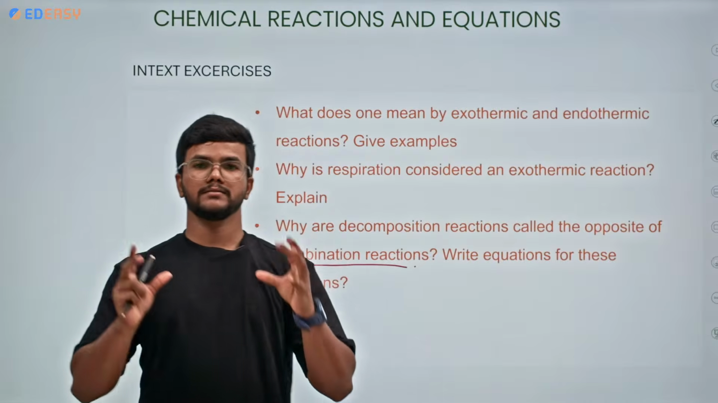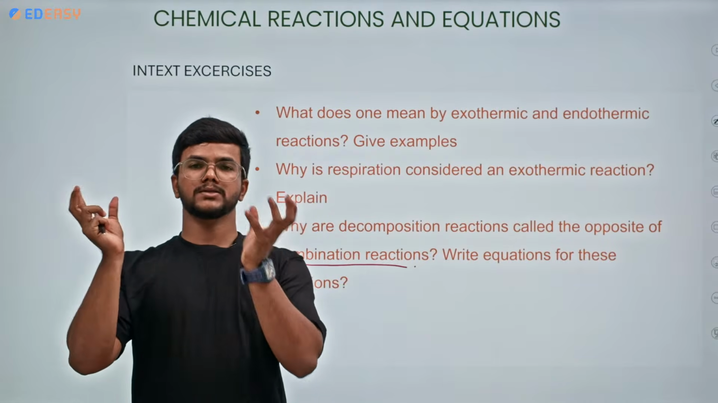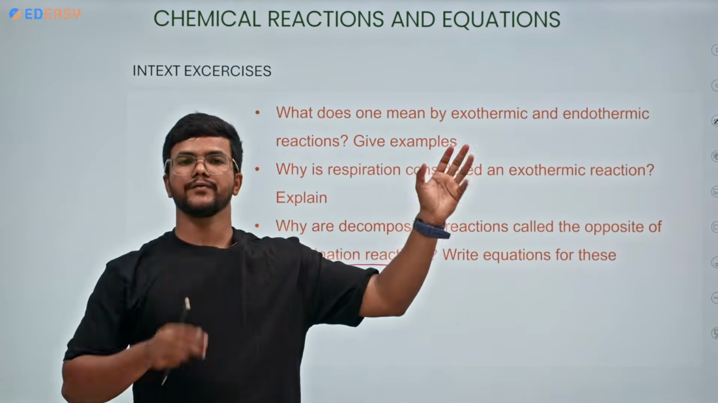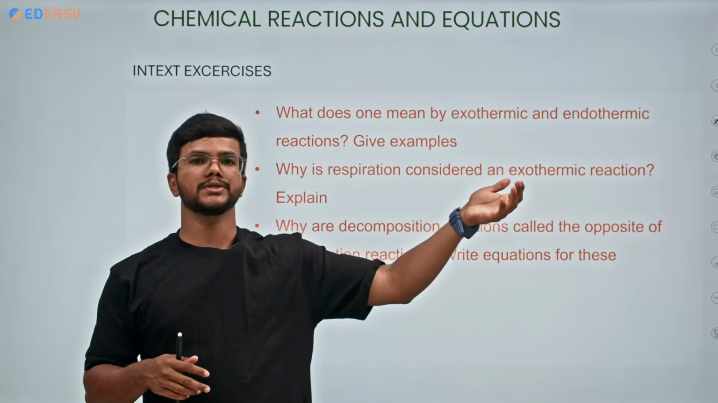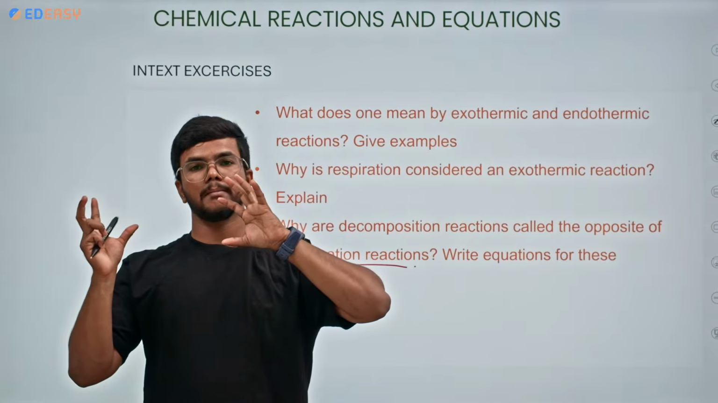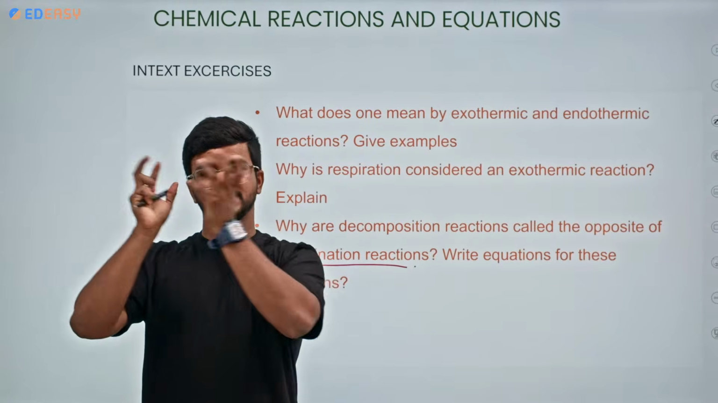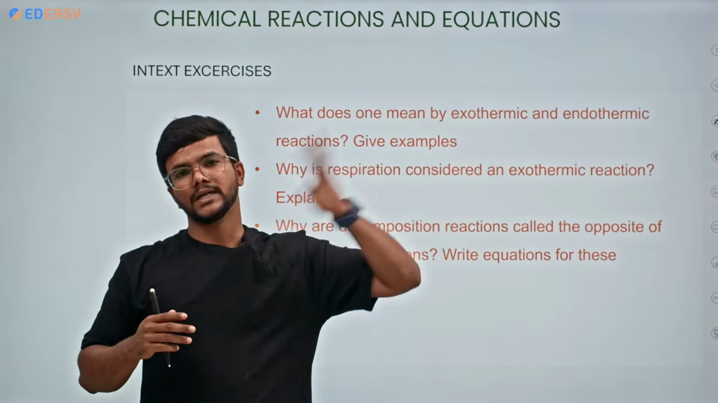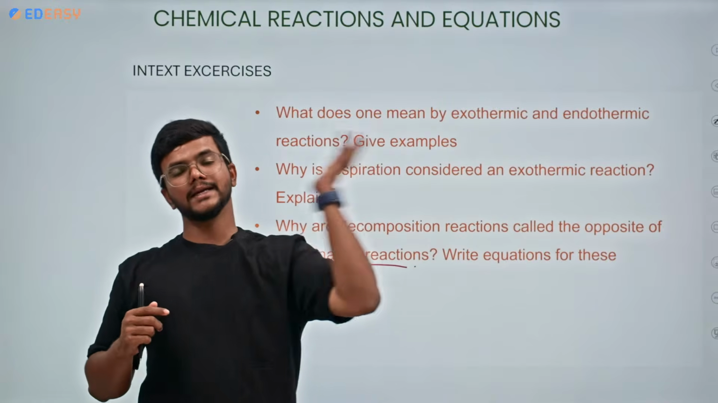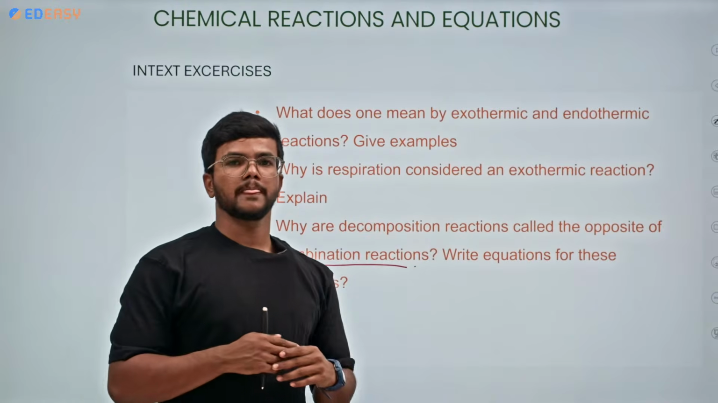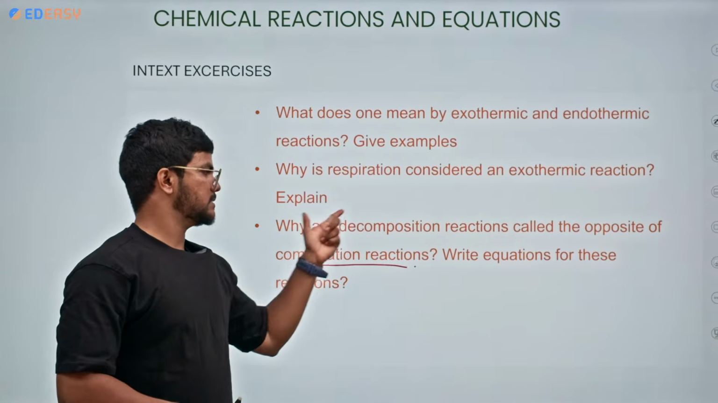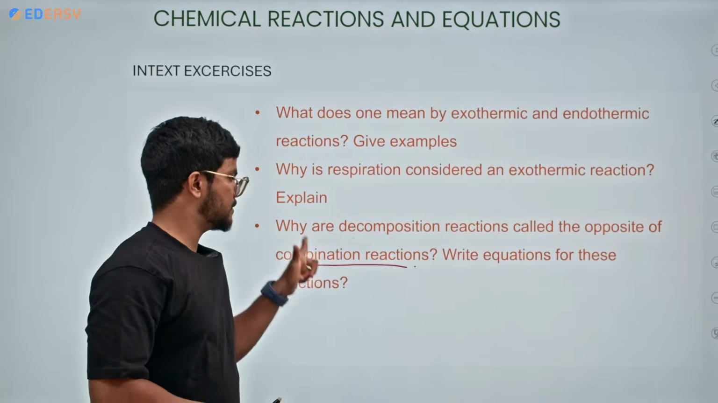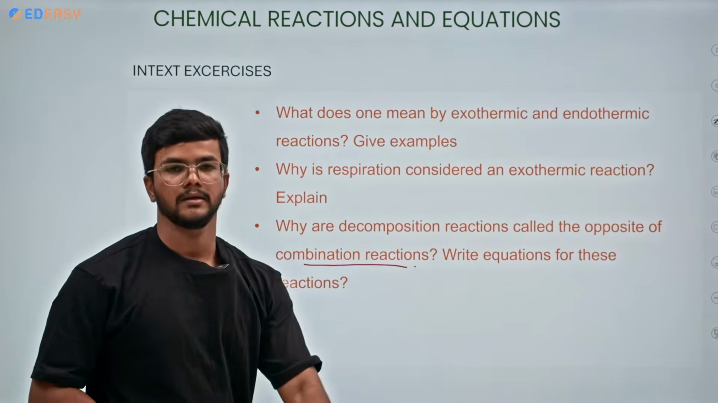Copper plus oxygen gives copper oxide. When you heat it again, when you decompose it, the combination is copper plus oxygen giving copper oxide. So the reverse of that will be copper oxide turning into copper plus oxygen. That is nothing but the reverse reaction of the combination reaction is decomposition, and the opposite of decomposition will be combination. Okay, next.